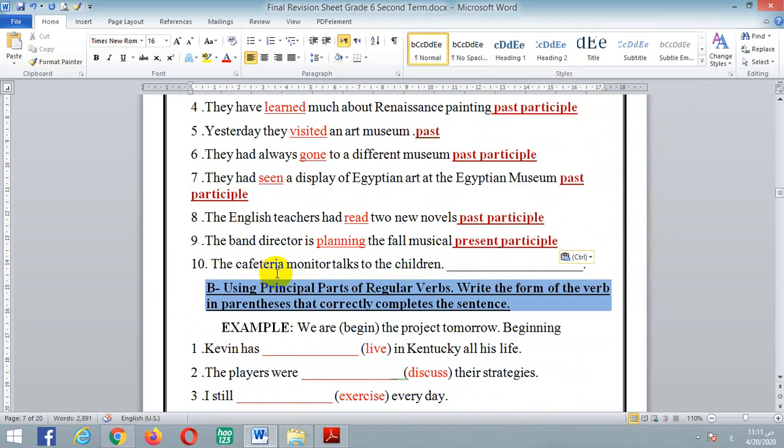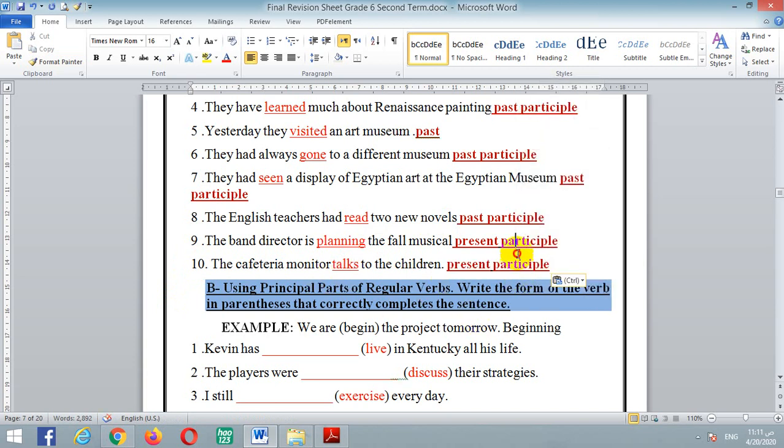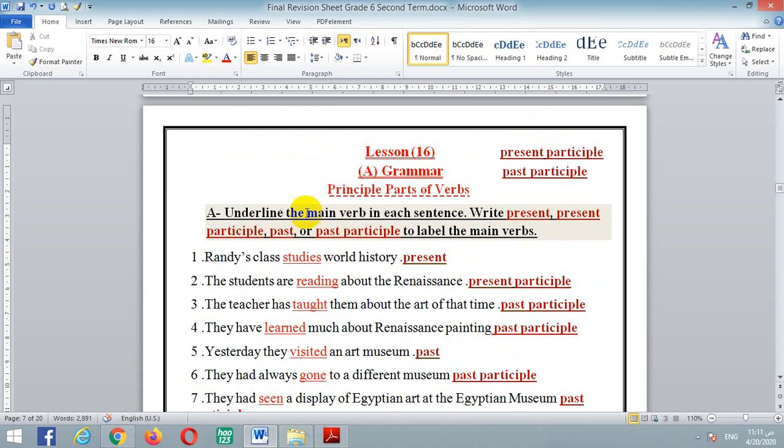The cafeteria monitor talks to the children. Here, if you look at the verb, where is the main verb? Yeah, it's "talks." Talks is verb plus s, so it's present. Present only. Don't say present participle, because present participle is verb plus ing. Okay. So we have finished exercise A.